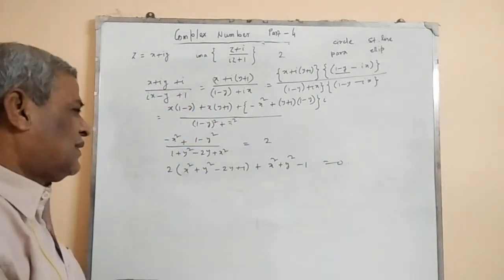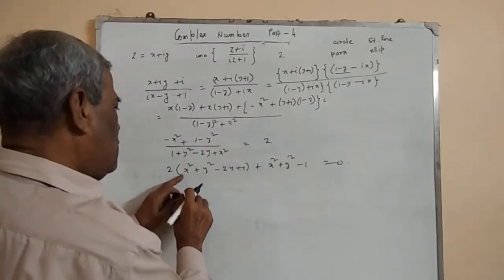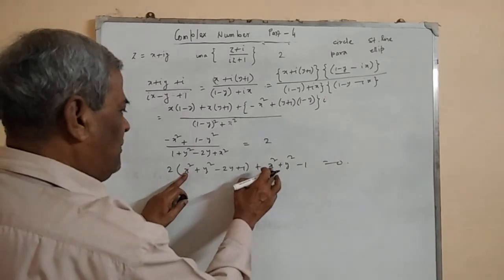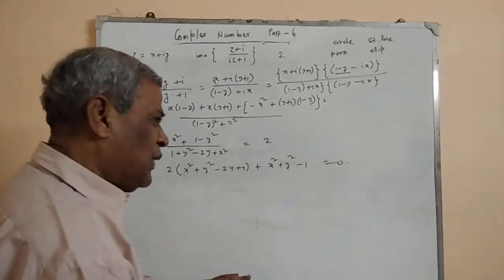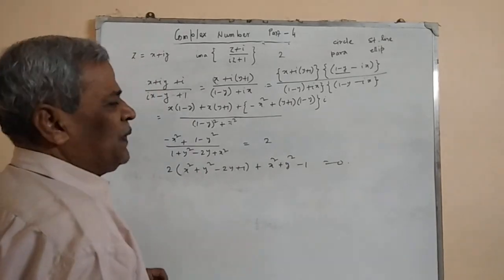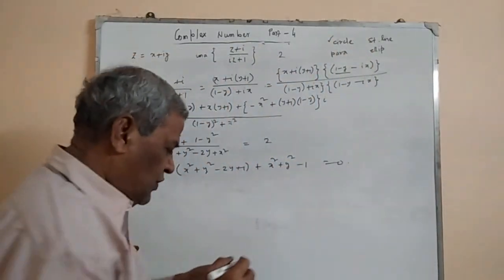So clearly it represents a circle because the coefficient of x square is 3, the coefficient of y square is equal to 3, and no x into y term is present, so it is a circle. No need for more calculation.